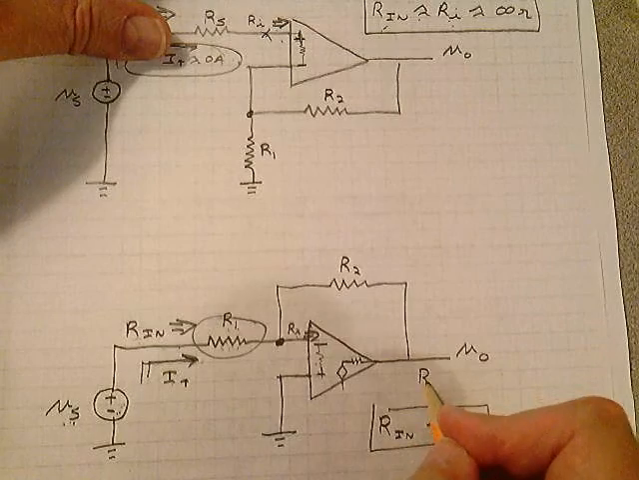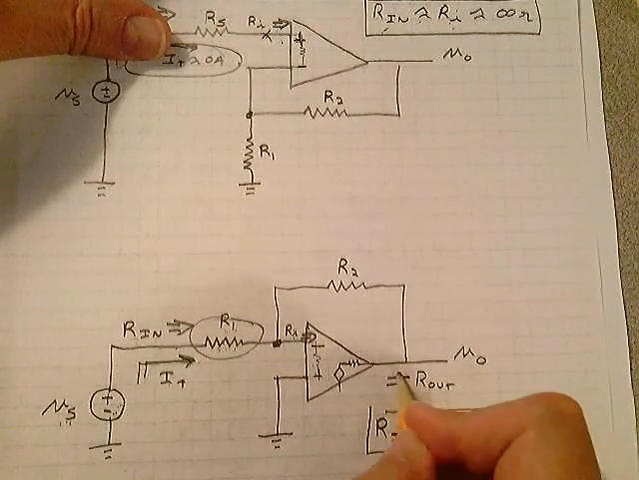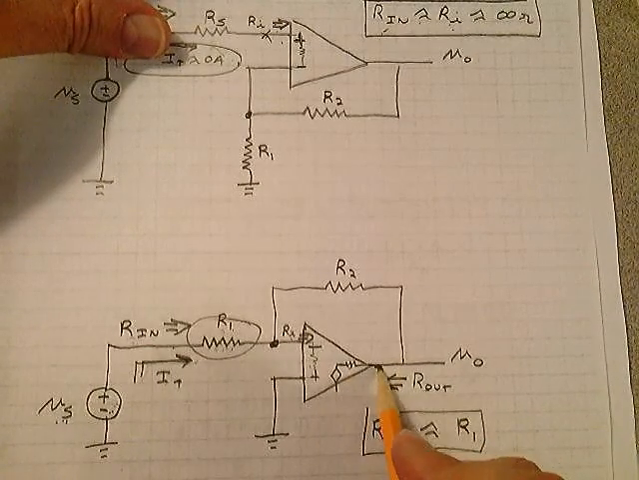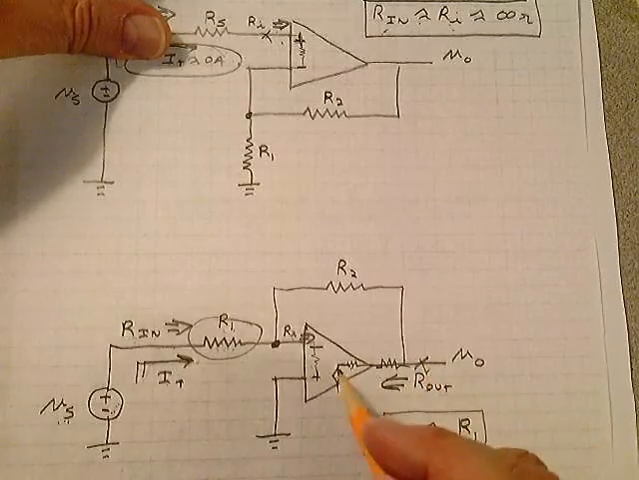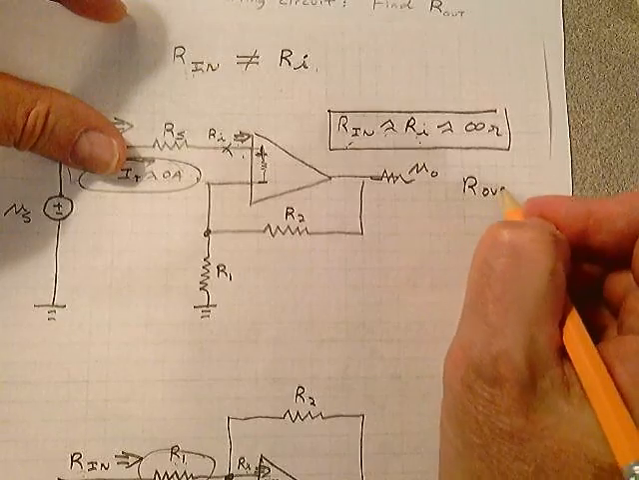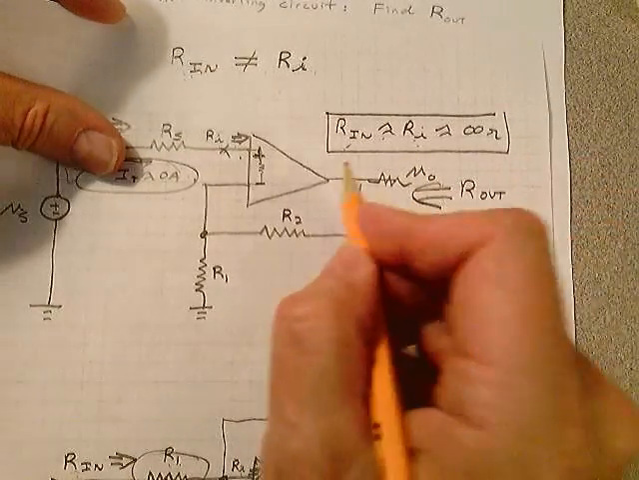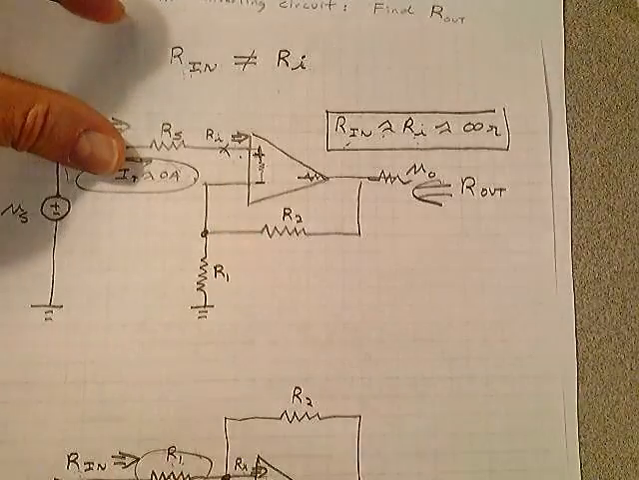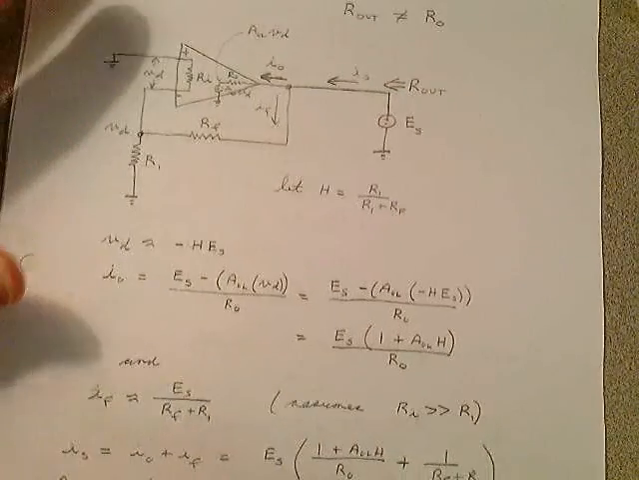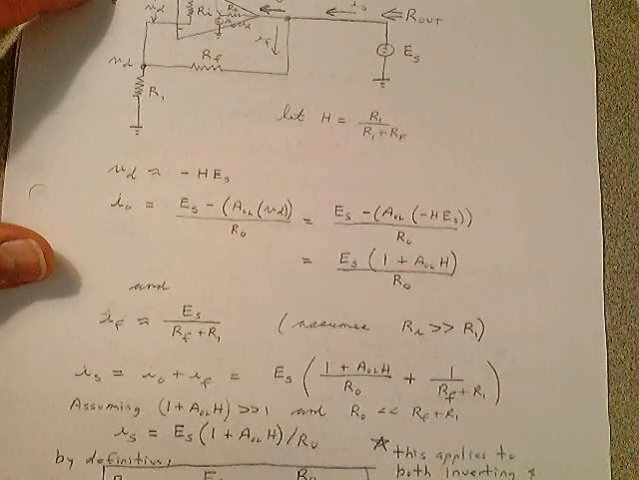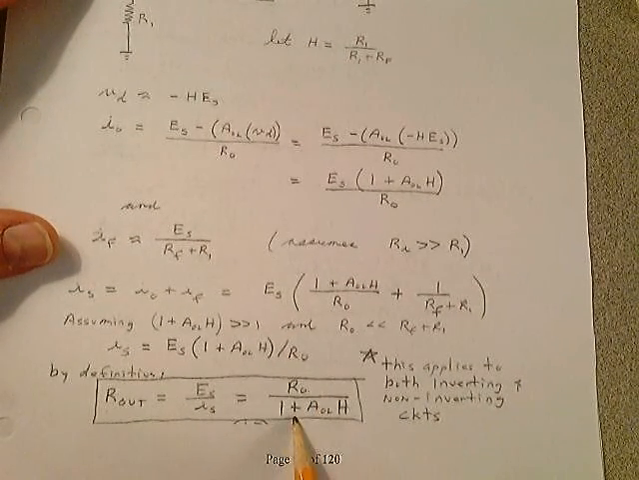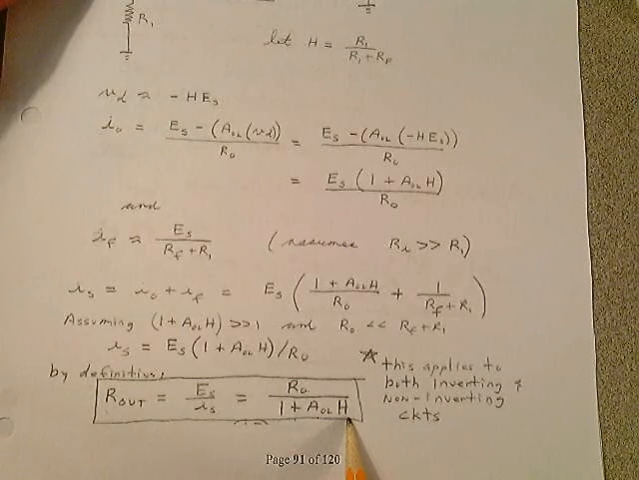But Rout is out here looking in this way. Rout is not the same thing as looking at that resistance, because there might be resistances here. Rout would be looking from this point. If there's another resistance out here, Rout looks from this point in. Ro is just that point right there, similar to what we have on the input. But I want you to see for calculating Rout and Ro here, that Rout is approximately equal to Ro divided by 1 plus the open loop gain times H.